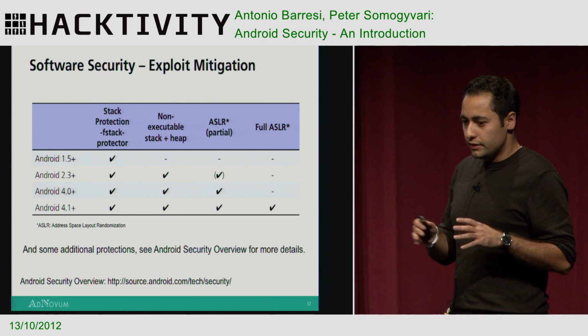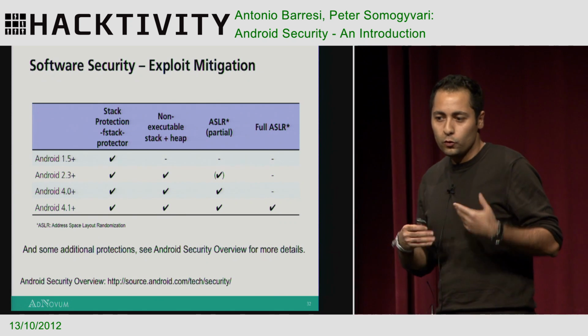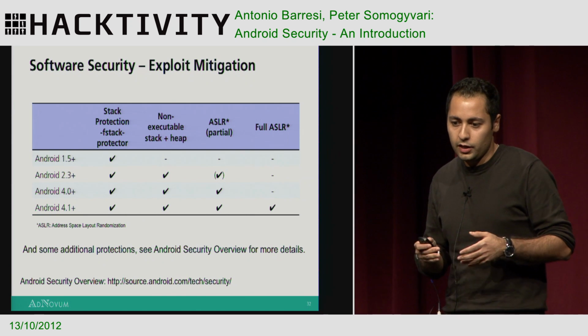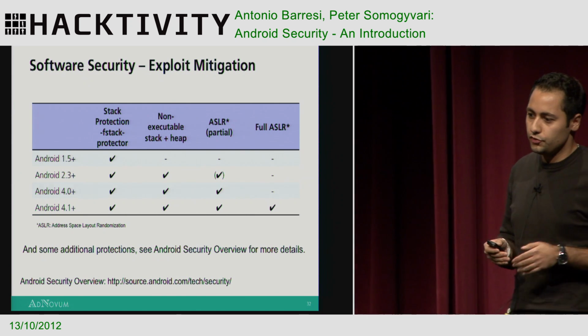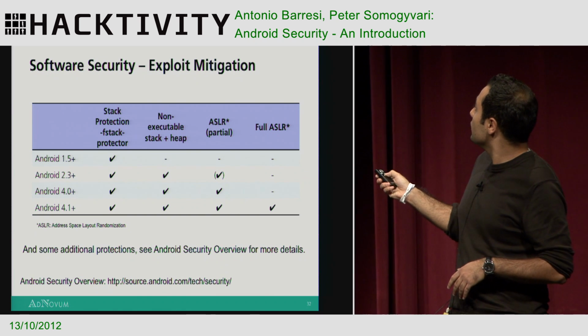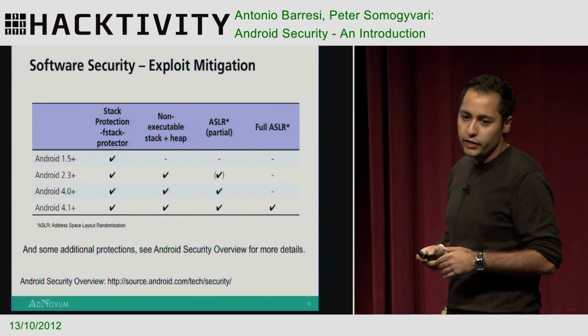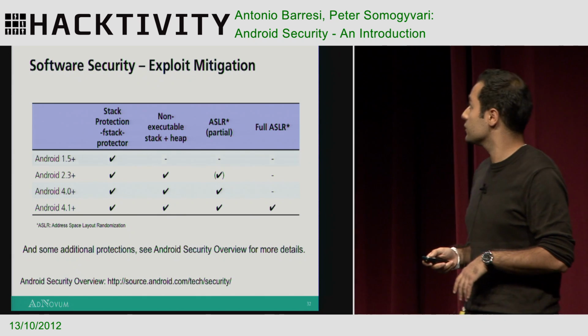The next step is we're going to show you a vulnerable app, and we're going to show you how you can exploit this vulnerable app on 2.3, so on Android Gingerbread, which has these protection mechanisms enabled. And then we are also going to see how you can do that on the newer Android versions.